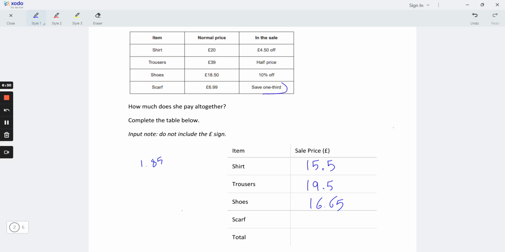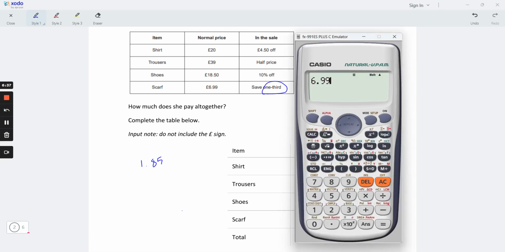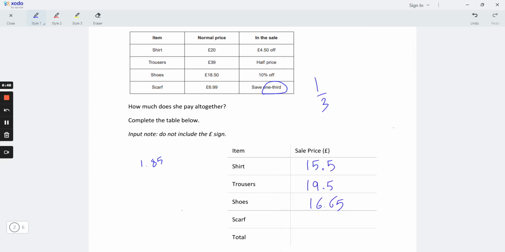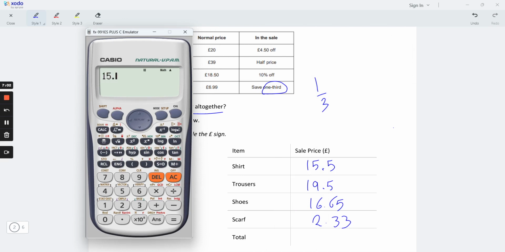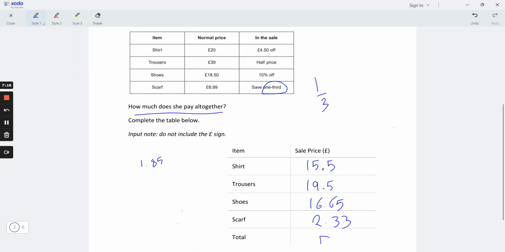Scarf, 6.99. Save one third. So we'll multiply 6.99 times 1/3, 1 dividing 3, equal to 2.33. We should find the total because it's asking how much does she pay altogether. So we will add all of these numbers. So 15.5 plus 19.5 plus 16.65 plus 2.33, which is equal to 53.98.